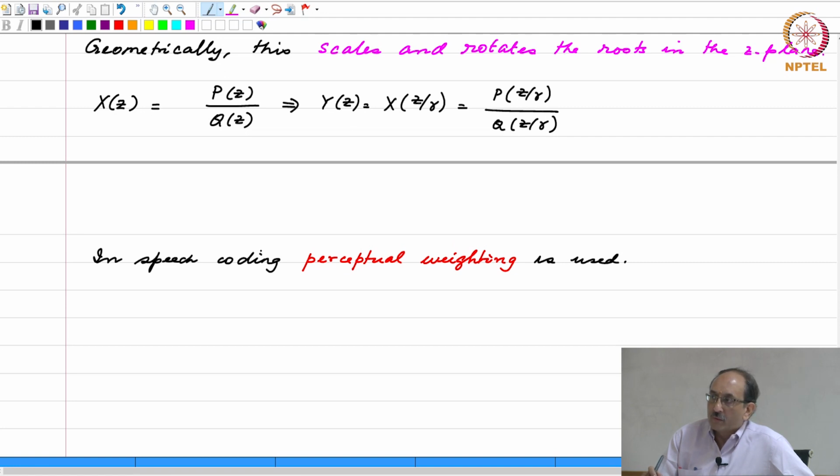So, what they do is, when they quantize and there is this error spectrum, if you shape the error spectrum such that you put error energy more in frequencies where there is more energy in the signal itself, in those cases, the error will be masked. So, this perceptual weighting is very heavily used in your actual speech coders.